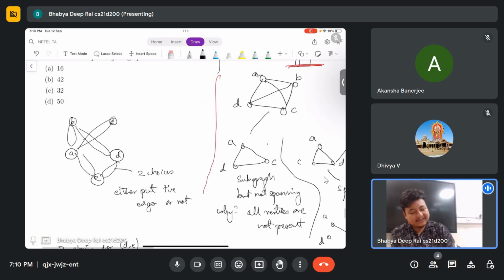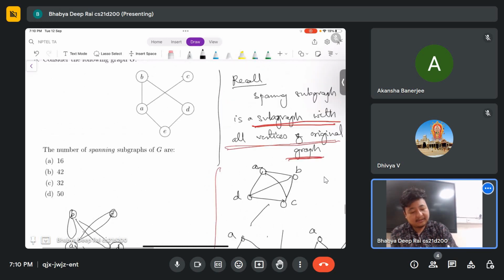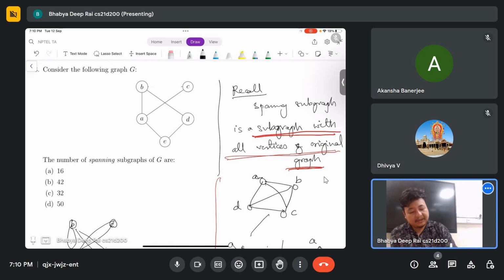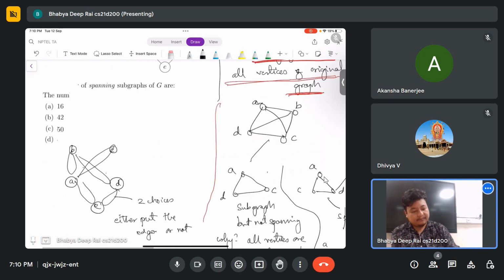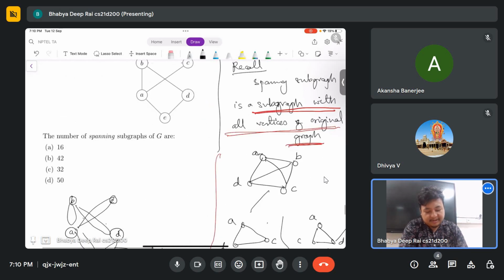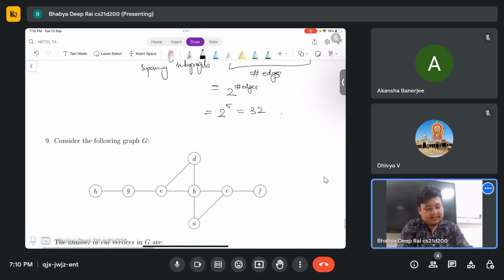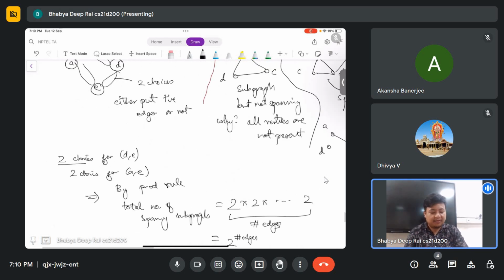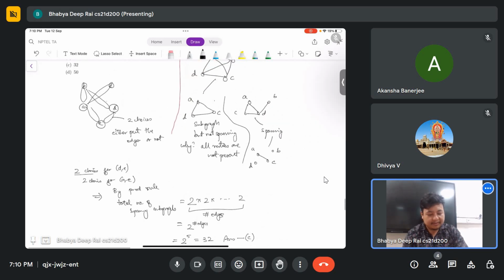And what is the number of edges here? 1, 2, 3, 4, 5. 2 to the 5, which is equal to 32. And which option number is 32? 32 is C. Answer is C. So I hope this is clear to all of you.